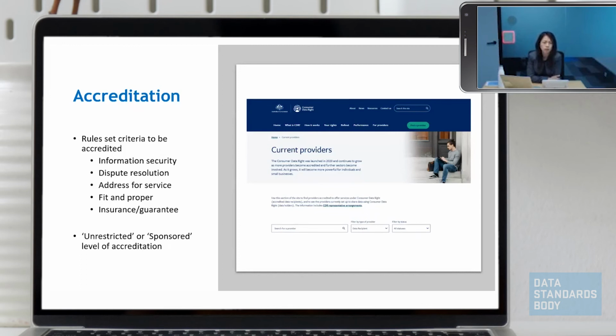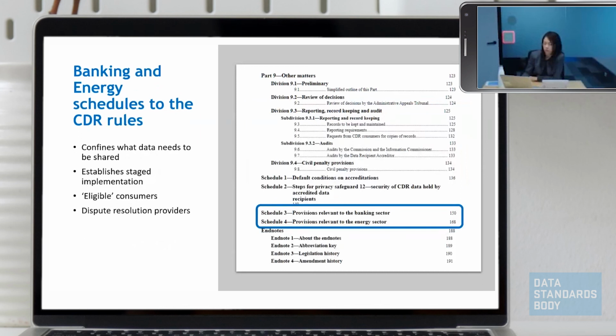It's also worth noting that recent changes to the rules mean that there are now 2 levels of accreditation. Unrestricted level of accreditation essentially means what it says. You're unrestricted in terms of what kind of data you're holding and accessing. Whereas sponsored level of accreditation means that you aren't accredited in your own right, but you're an affiliate of someone that sponsored you. So you can become a data recipient without being accredited if you can find a sponsor, and then you share liability to an extent. It's quite a technical area, so I won't go into much more detail on accreditation. But there's guidance material on the ACCC website as well.